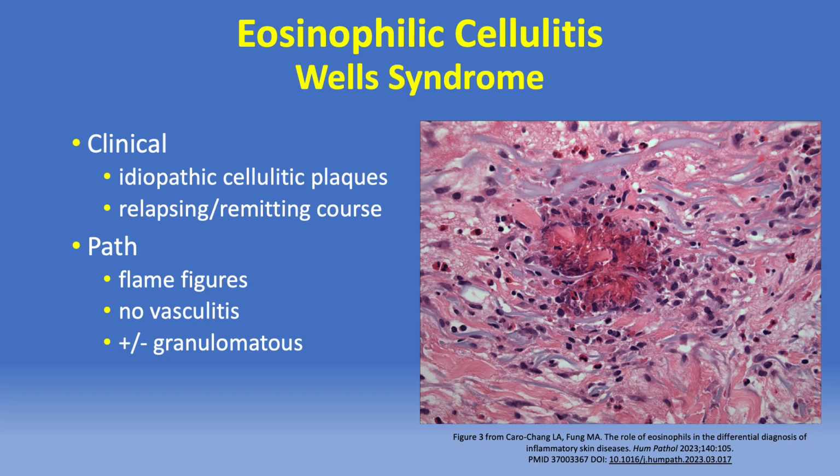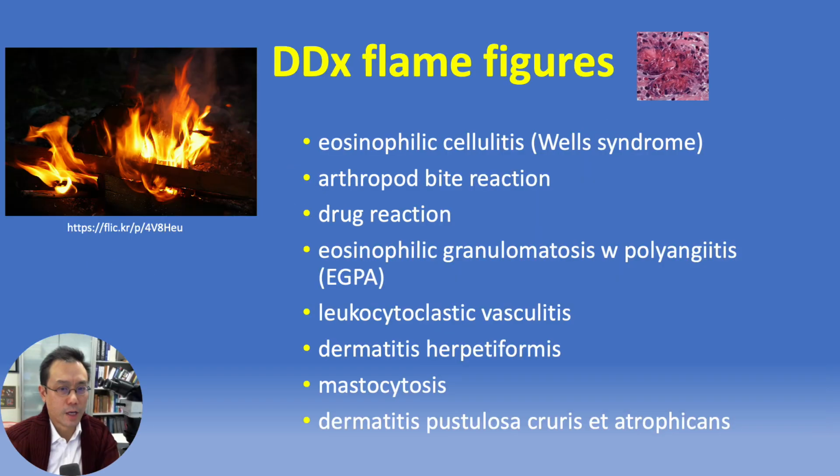And we'll conclude with a review of eosinophilic cellulitis, which is an idiopathic condition characterized by cellulitis-like plaques with a relapsing and remitting course. The histopathology is quite distinctive for the presence of flame figures in the absence of vasculitis. Truth be told, although one should appropriately consider eosinophilic cellulitis whenever encountering flame figures, they can be seen in virtually any eosinophil-rich infiltrate, so the differential diagnosis is actually quite long.